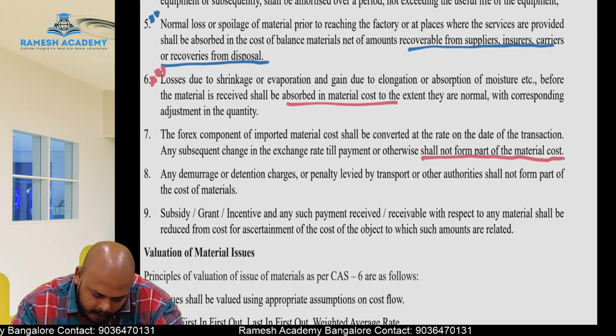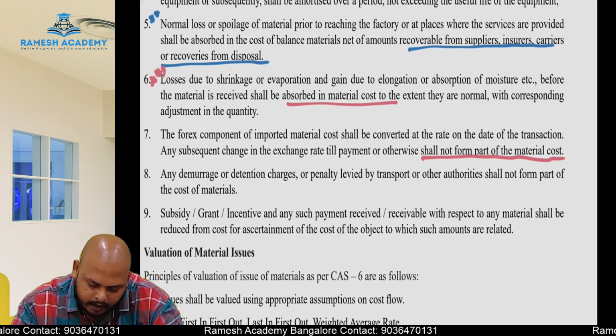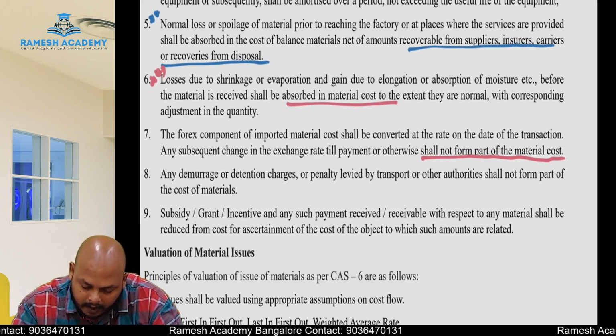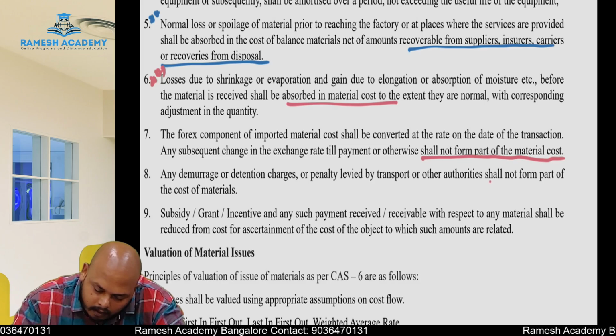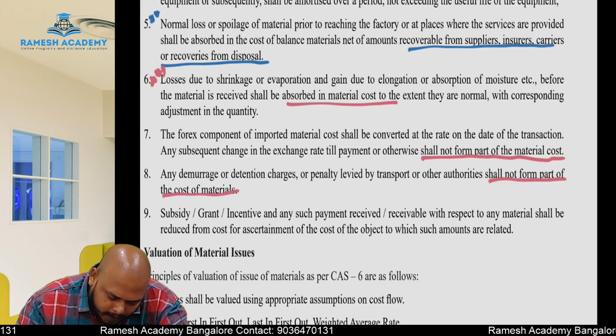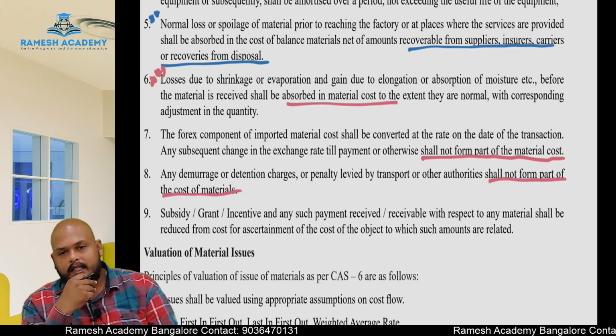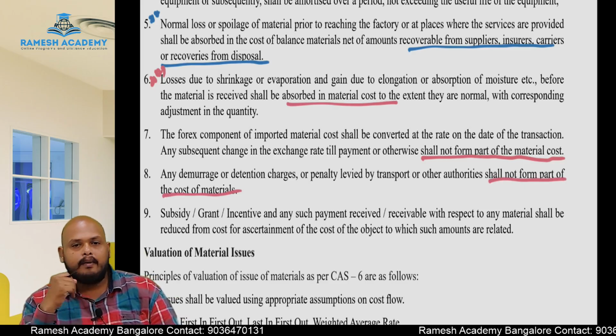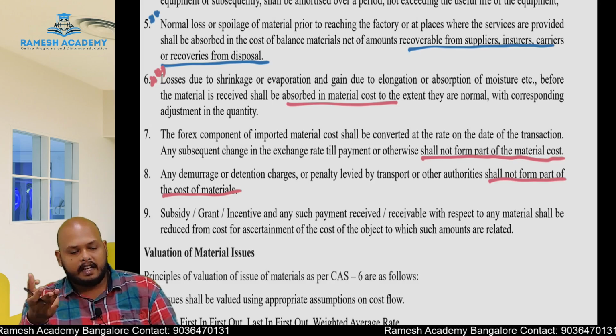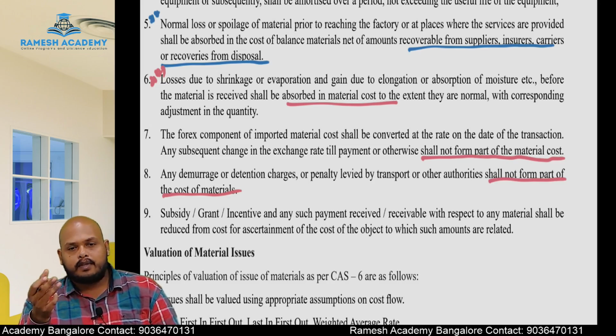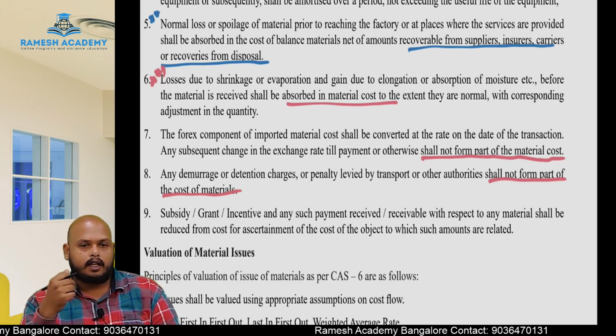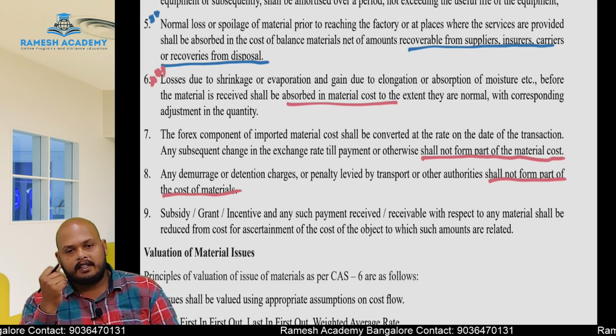Next, any demurrage or detention charges or penalty levied by the transport or other authorities shall not form part of the cost of materials. So what do you mean by demurrage charges, or what do you mean by detention charges? In the Customs Act you will be learning about it, but here also it is covered. Demurrage charges, what do you mean by this?